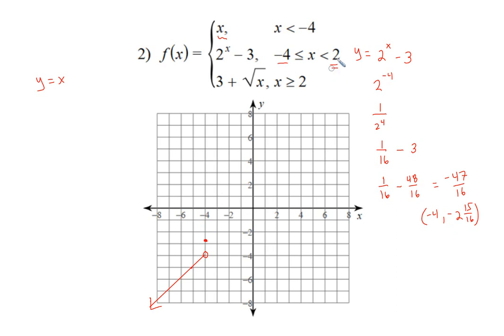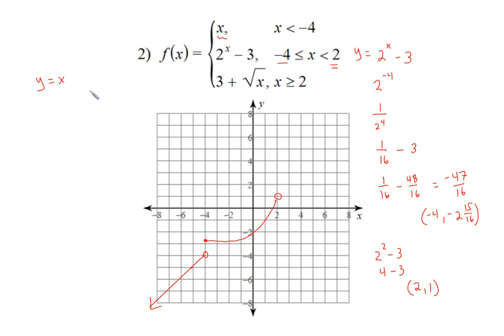And then I'm also going to plug in the 2 now into the function. So I have 2 to the second power minus 3. 2 to the second power is 4, minus 3, so I get 1. So I know when x is 2, my y value is 1. So I'll make a point there. At 2, I'm at 1, right? And I need to have an open bubble here because it's not inclusive. So let me make an open bubble here. Now we have an exponential function, 2 to the x power, so it's going to have our exponential graph right here. Okay.